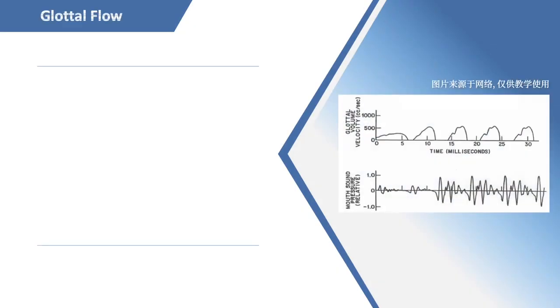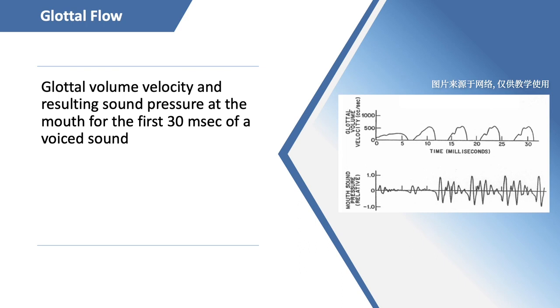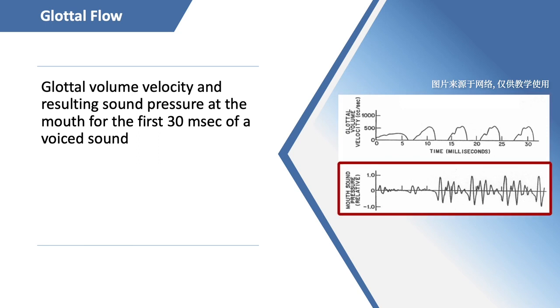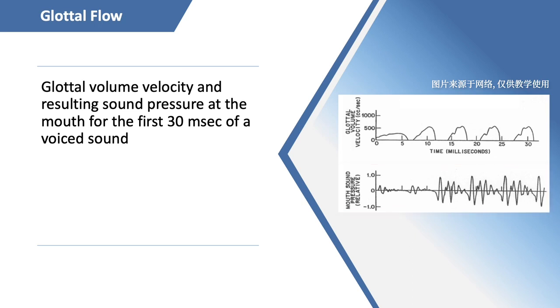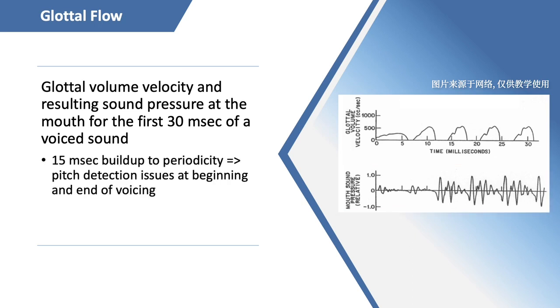The figures show the results of glottal flow of the first 30 milliseconds of voice sound. The upper one is the glottal volume velocity. The lower one is the resulting sound pressure at the mouth. We can see that there is a 15 millisecond build-up to periodicity. The pitch detection issues at the beginning and end of the voicing. Also, there is voiced and unvoiced uncertainty for 50 milliseconds.